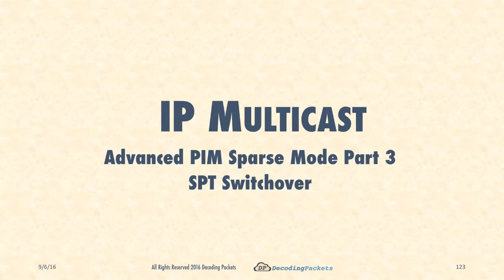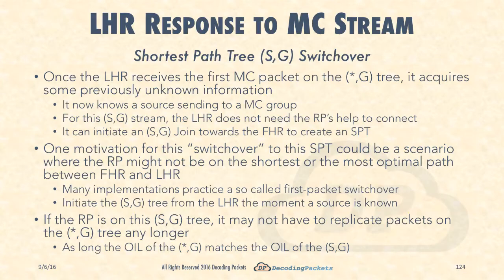SPT switchover today. This is a process that happens at the LHR as it starts receiving some packets over the star comma G tree from the RP. Once the LHR receives that very first multicast packet, so it is now on the star comma G tree up to the RP, and the RP has joined some sort of S comma G tree, or maybe it received a register message that had an encapsulated packet in it.